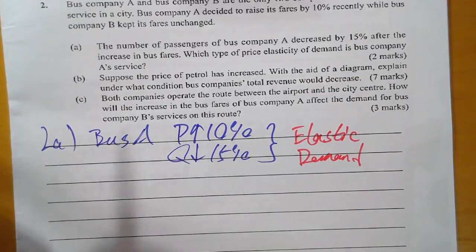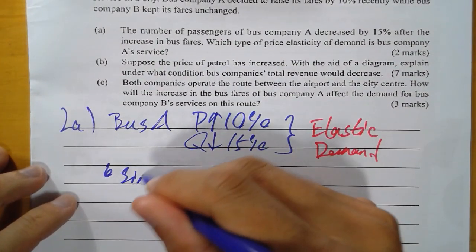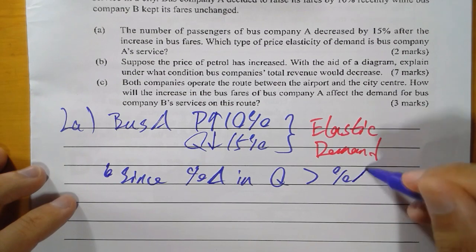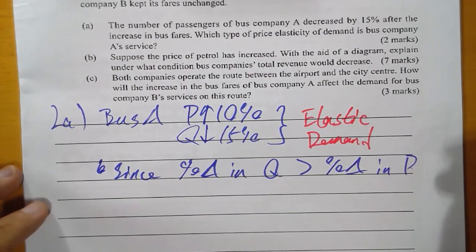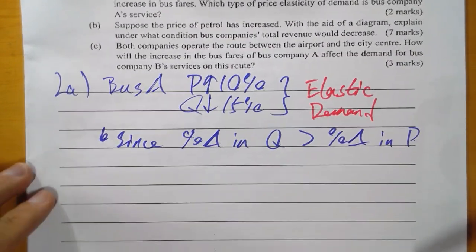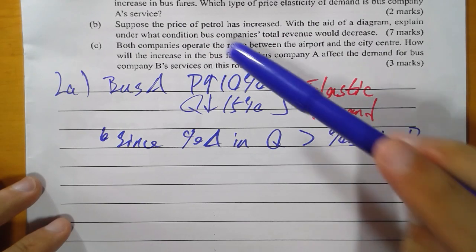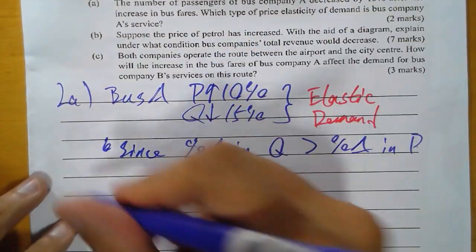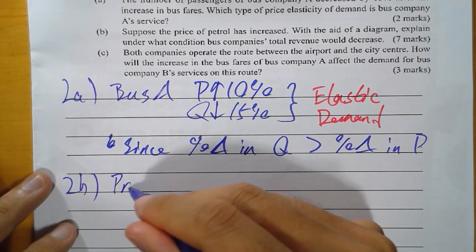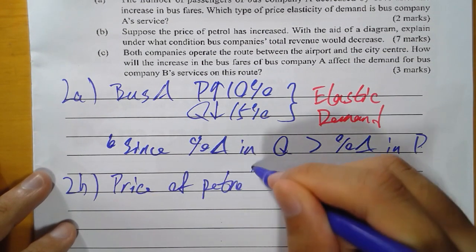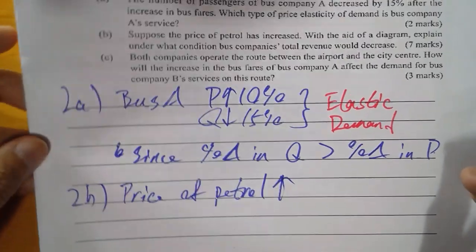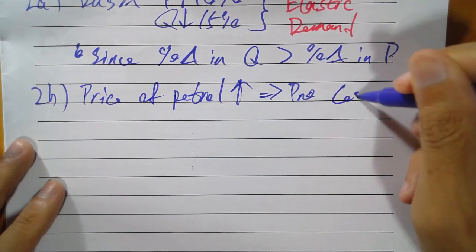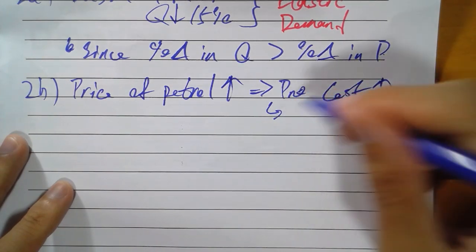Okay, now the explanation. Since percentage change in Q is bigger than percentage change in P, then that will be elastic. Okay, 嚟啦喎，跟住啦。B, suppose the price has increased. Under what situation would total revenue decrease? Okay, now here we need to break them down. 要慢慢嚟下。First, price of petrol increases. What does it mean? It means production cost of bus would increase, leading to decrease in supply.